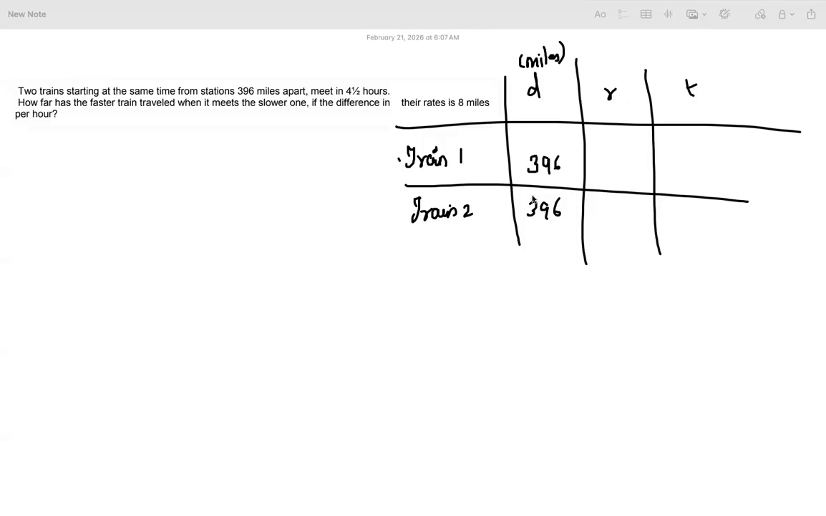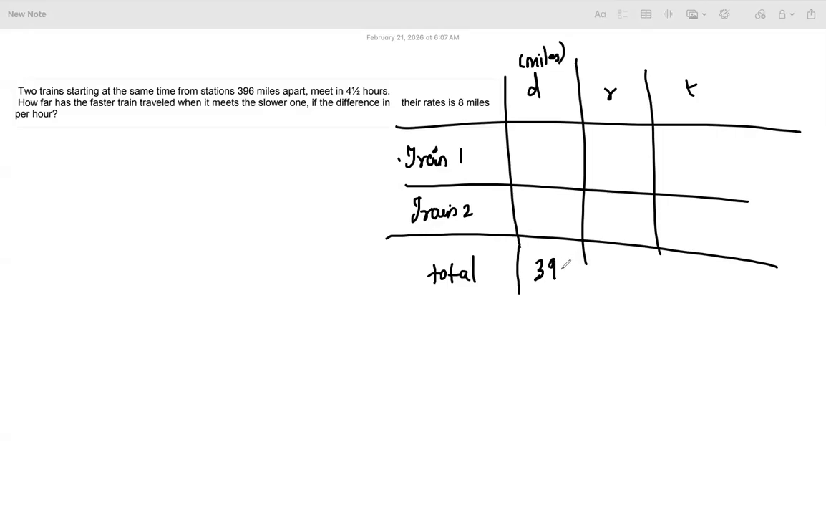Then the distance itself changes for train 2. What will be the distance for train 2? Both will be different. It's not 396. The total is only 396. We need to be careful, understand the concept here. So the total distance is 396 when they meet. So let's say the train 1 traveled x, train 2 will be 396 minus x.